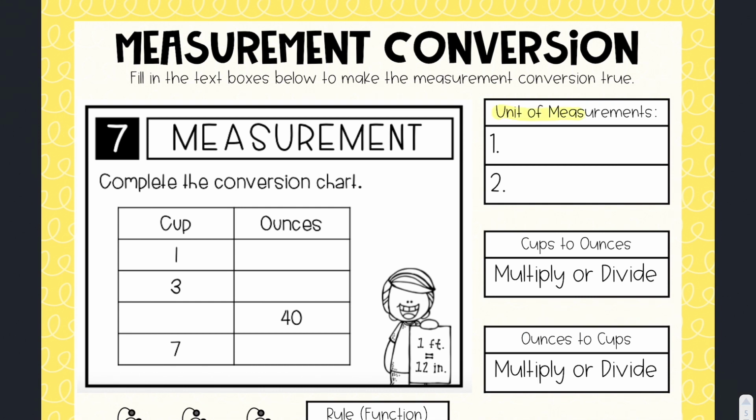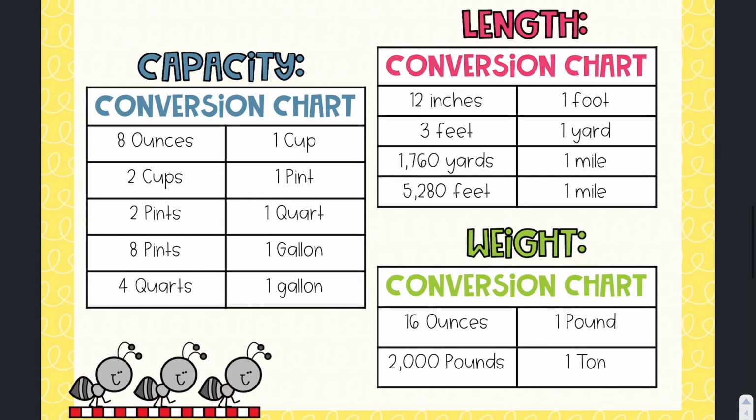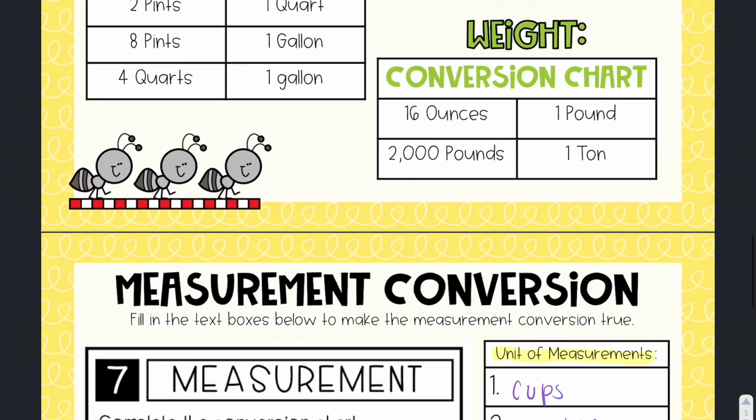I need to start off by understanding what unit of measurements I'm using. So how am I measuring these things? I'm using cups and ounces. I can tell from my input-output table that I'm going to start with cups and the output will be ounces. So I need to figure out what kind of measurement that is and what is the conversion for it. So if I scroll up to my conversion charts, I can see that ounces to cups is a capacity, so how much a container can hold.